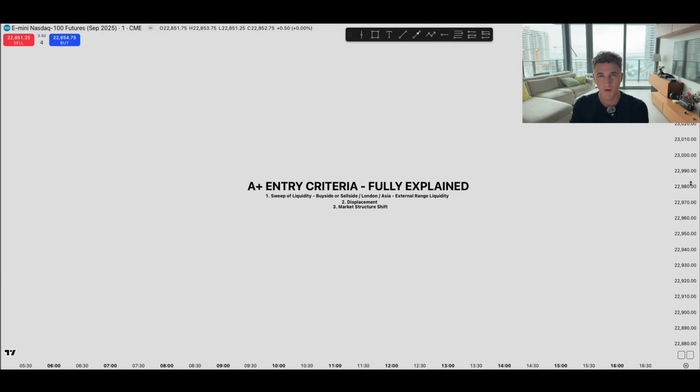If we just get a wick above that swing high, yes, the trade is still considered to be valid, but it's going to be 10 times less likely to actually play out in your favor.